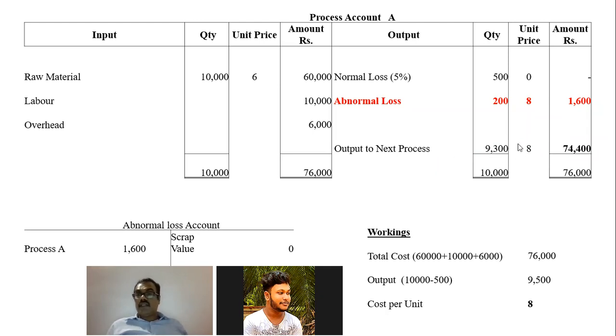Therefore at this into 8 is this much. This into 8 goes to abnormal loss account. Since there is no scrap value, full amount goes there. I hope it's very clear now. Because we have just taken a simple example, we have excluded the scrap value in order to understand how processes are linked from one another.